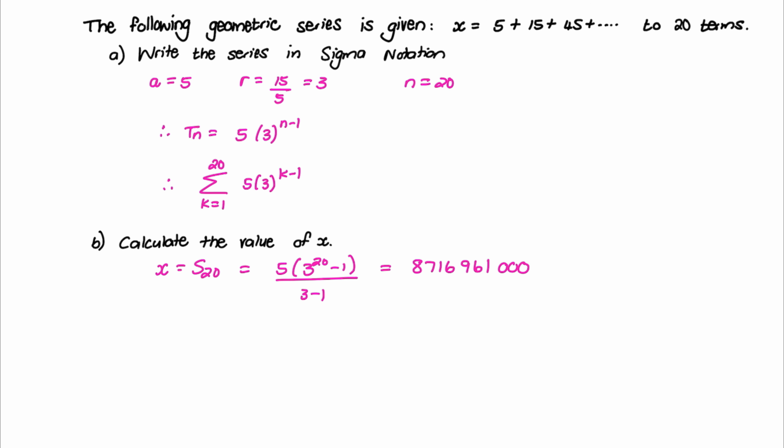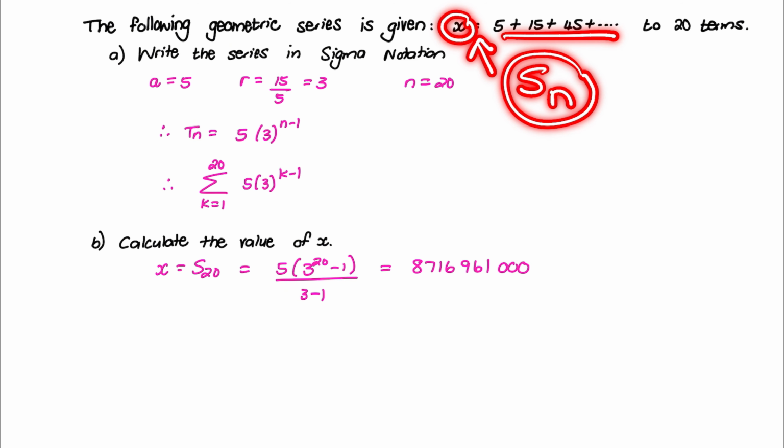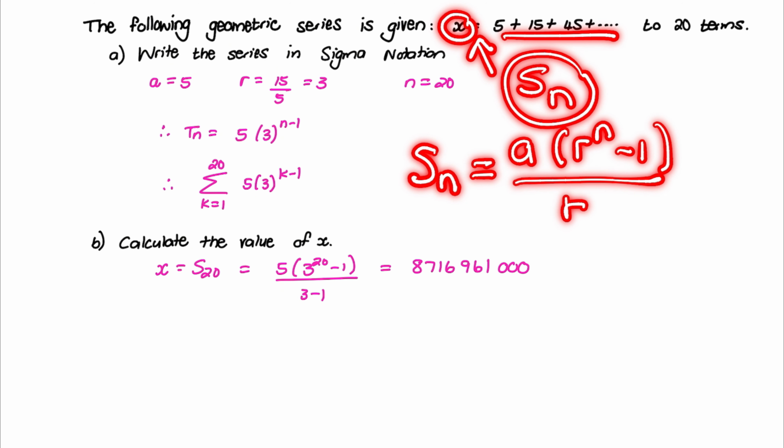The second question that we can have here is to calculate the value of x. So x represents the sum of these terms. So x is Sn. Now we know for Sn, we have a times r to the power of n minus 1, divided by r minus 1, because we have a geometric series or a constant ratio between terms.